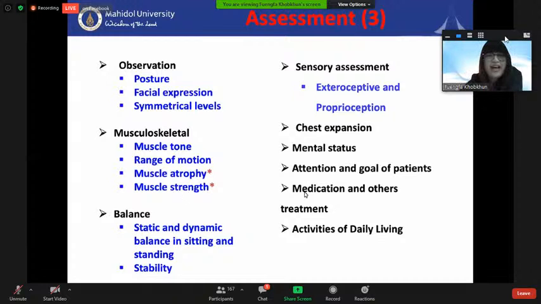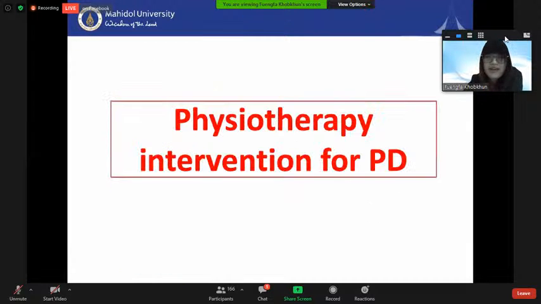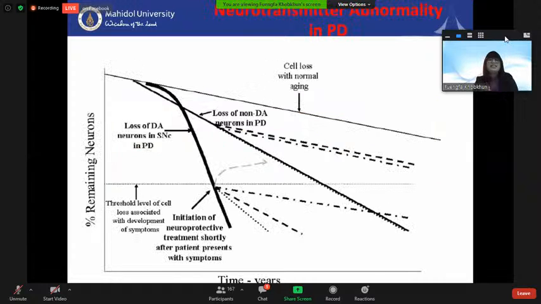So I think you guys may know the principles of assessment. Then I would like to move on to the physiotherapy intervention for PD. You still go with me, right? Okay. Let's look at this diagram.